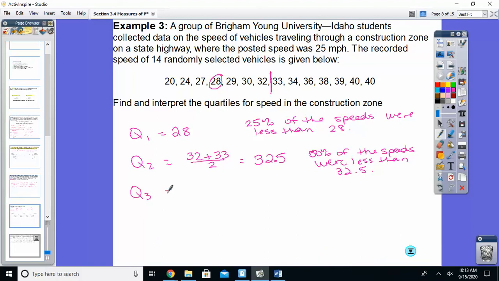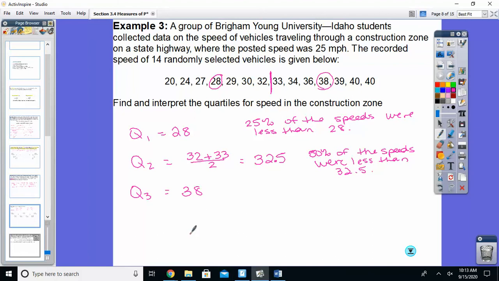What is our quartile 3? 38. So what percent is below? 75% would be less than the speed of 38. Okay, so the quartiles, if you just find your median, that breaks it in half, and then you find basically the median of each side of that.